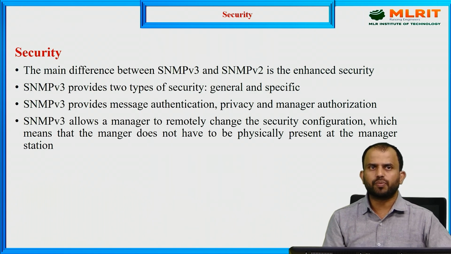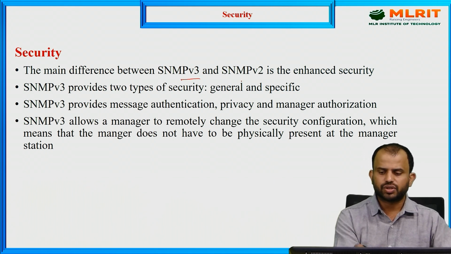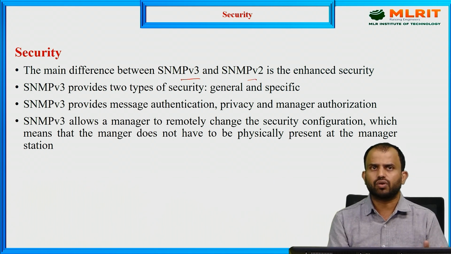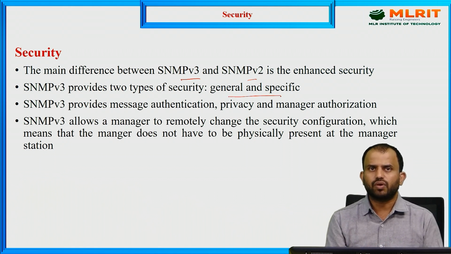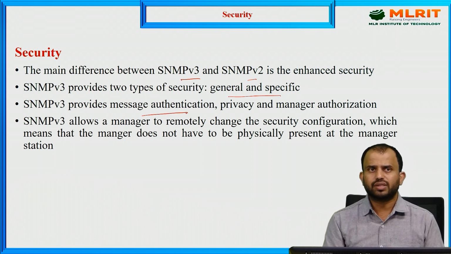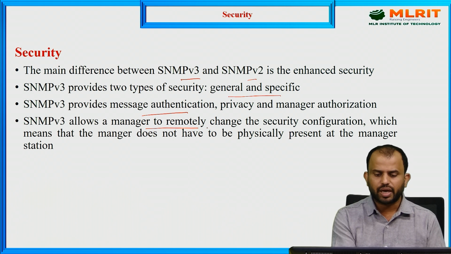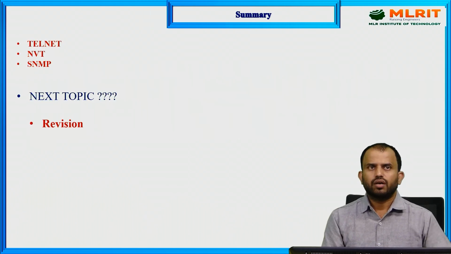From the security perspective, there are different versions, like version 3 and version 2, which has an enhanced structure. Version 3 provides two types of security: general security as well as a specific kind of security. Similarly, version 3 has message authentication and privacy, all in an authorized manner. It also allows the manager to remotely change security information, which means the manager does not need a physical presence at the manager station. And I conclude this session.